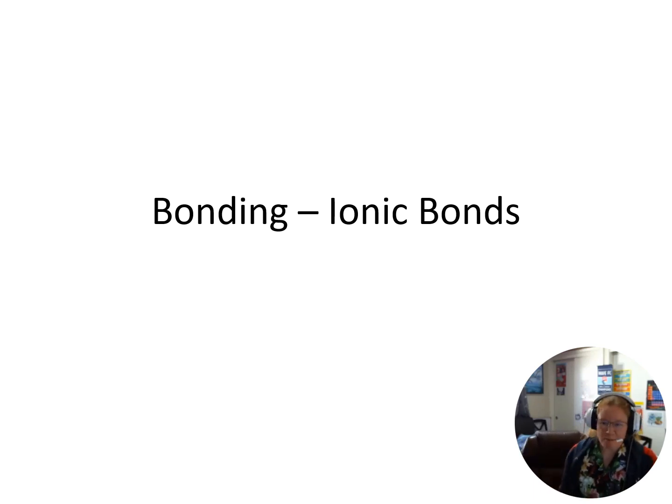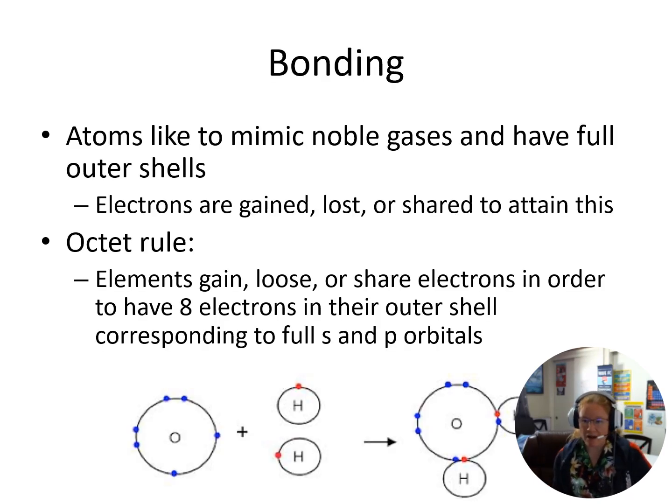So let's talk about bonding. First, we're going to take a look at ions and ionic bonds. When we bond, we like to mimic noble gases. We like to be isoelectronic to a noble gas, i.e., we want to have the same electron configuration as a noble gas. So we can do this via sharing electrons, losing electrons, gaining electrons.